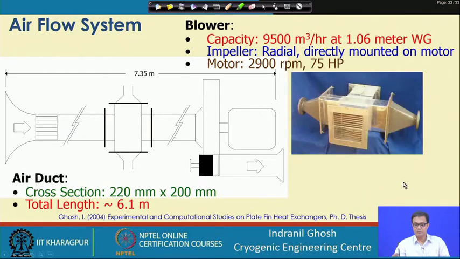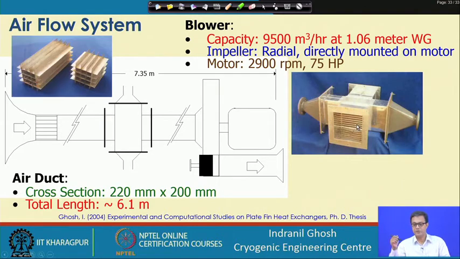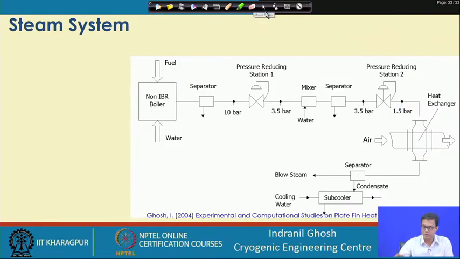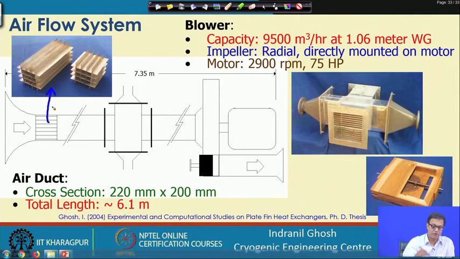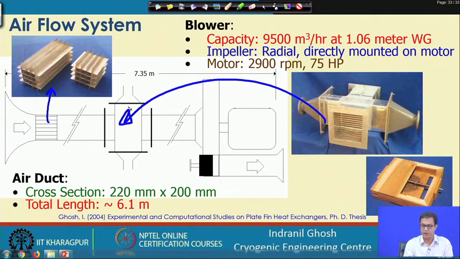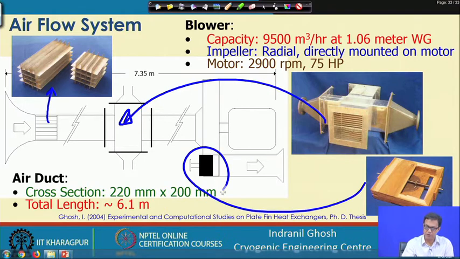So, here are some of the pictures. This is the heat exchanger that has been tested in this test section. This is the flow straightener that has been used in this particular setup, this is the flow straightener section, this is the exchanger, and this is the flow control valve which has been placed in this position.